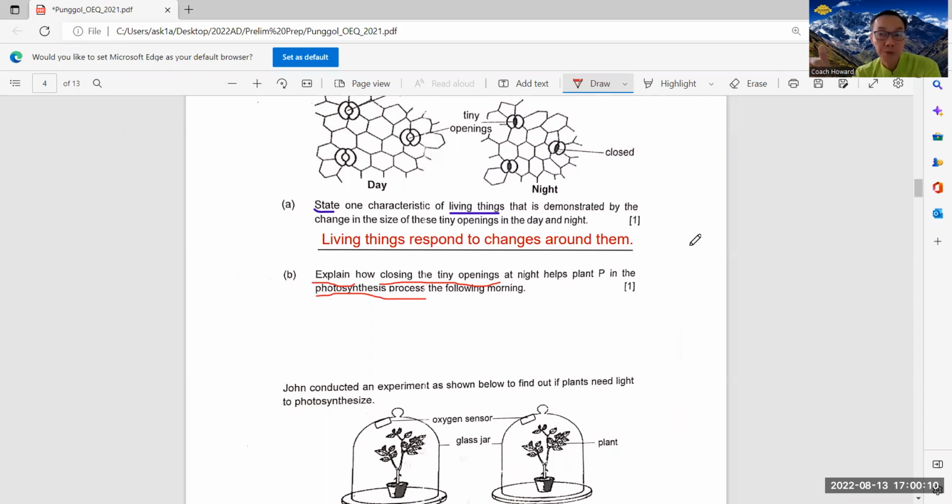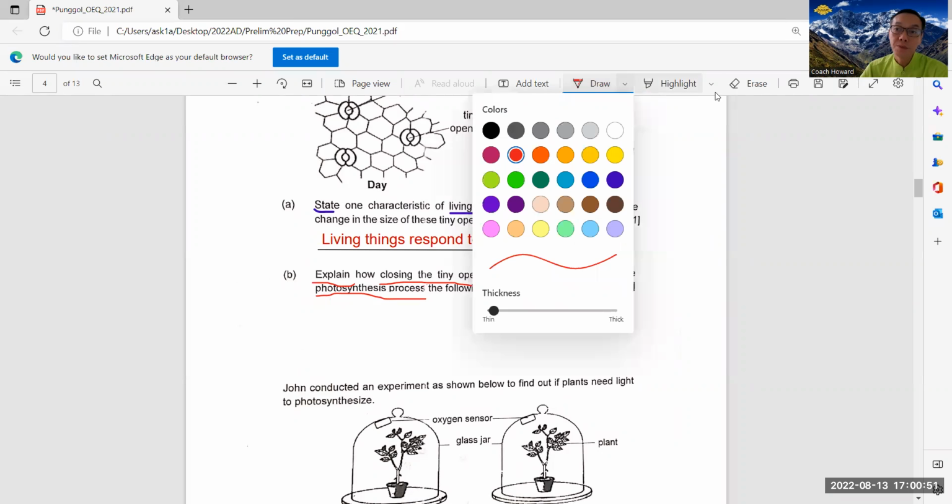As I revise this topic, the stomata actually has a few functions. Number one is gaseous exchange, which means it can allow the oxygen to enter for respiration and also allow the carbon dioxide to enter for photosynthesis. During photosynthesis, oxygen is given out. During respiration, carbon dioxide is given out. So that is one function, gaseous exchange. Secondly, the tiny openings, which are the stomata, also control the amount of water vapor leaving the plant. That means the plant loses water in the form of water vapor.